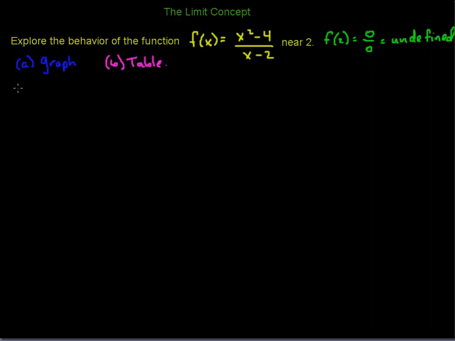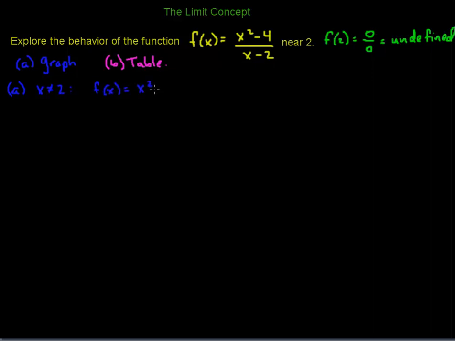So for part A, looking at the behavior of f using a graph, first we want to notice that x is not equal to 2. We can't let x equal 2, because if we do, the denominator goes to 0, and that becomes a problem. So if we consider x not equal to 2, we can actually graph this function. Let's do a little simplifying first.